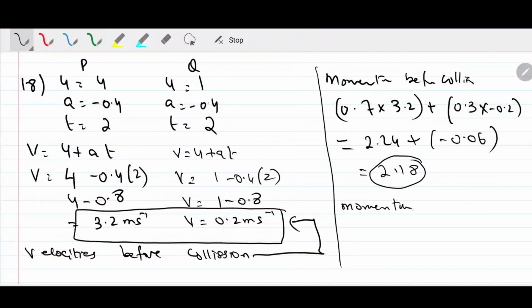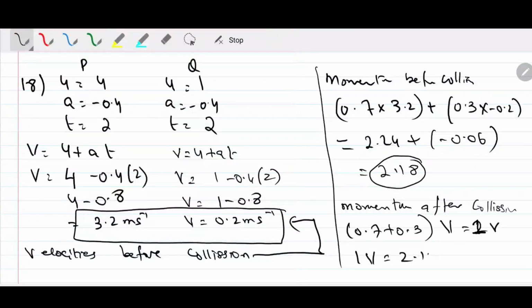Momentum after collision is 0.7 plus 0.3, because they have coalesced, times V. You need to find the speed of the combined particle immediately after collision. So this is 1V, so 1V is equal to 2.18. So the velocity after collision is 2.18 meters per second.